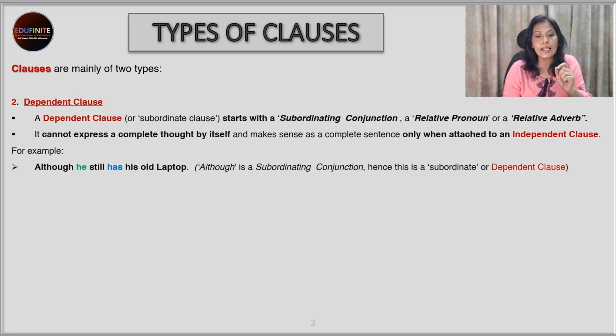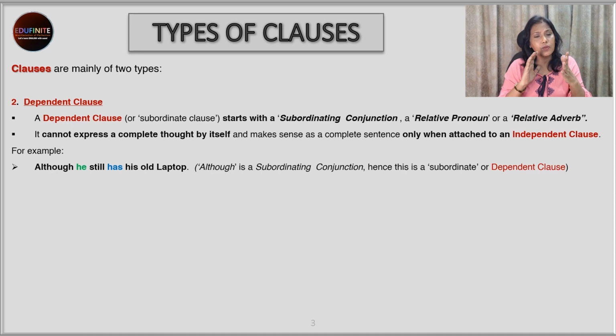Although he still has his old laptop. Now we see what? This is a clause. Why is it a clause? Because he is the subject and has is the verb. So it's a clause. But over here what is happening? Although he still has his old laptop. Yes, the meaning is clear. But if someone suddenly comes and tells you, although he still has his old laptop, what will you do? You will look at his face because you're not understanding. You're thinking that something more has to come from him for you to understand it clearly. So this is what a dependent clause is about.